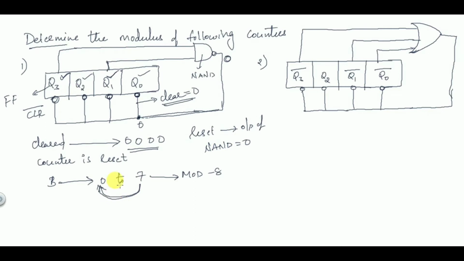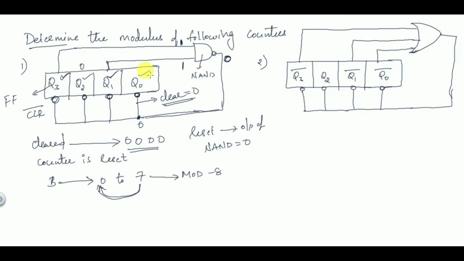Try to understand the concept clearly. When will the output of the NAND gate be 0? When both the inputs are 1. For an AND gate, if both inputs are 1, the output is 1. For a NAND gate, when both inputs are 1, then only the output is 0. So both these inputs should be 1 so that the output becomes 0 and the counter will be cleared.